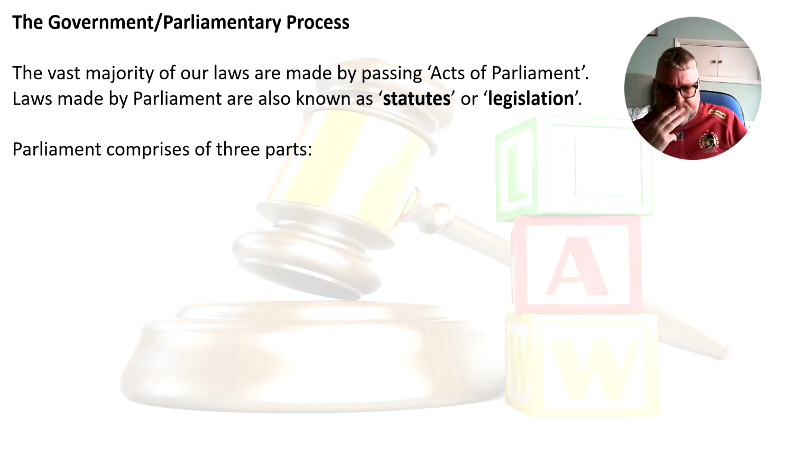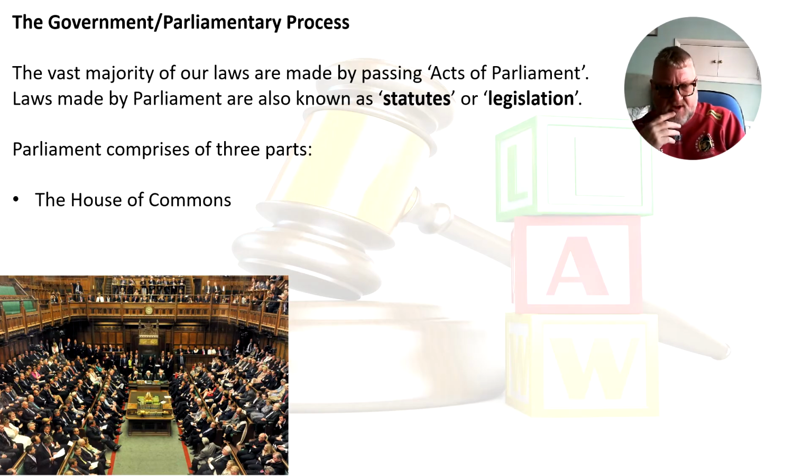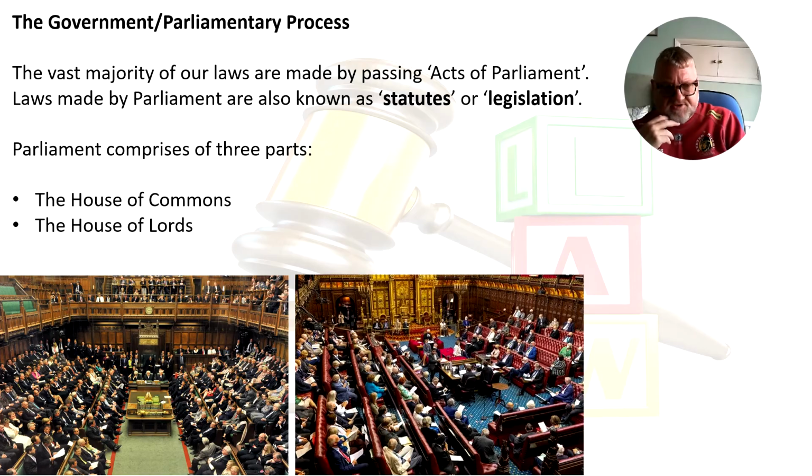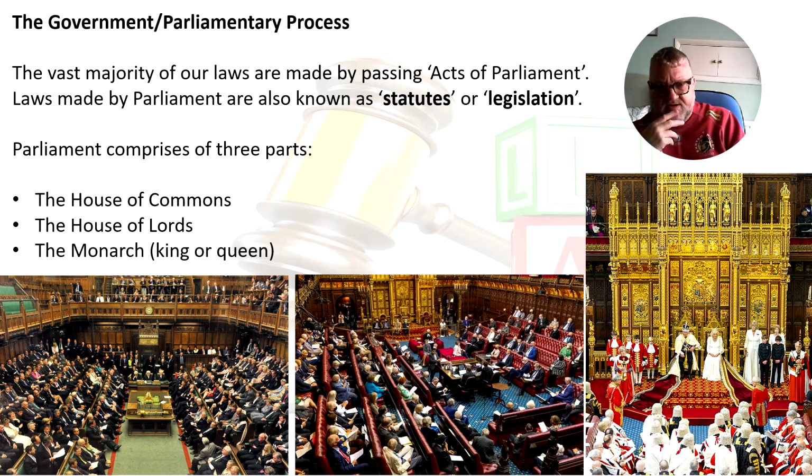Now, within our Parliament, because it's called the Houses of Parliament, there are actually three parts to it. We've got the House of Commons, there they are, current Prime Minister Keir Starmer at the time of doing this PowerPoint. We've got the House of Lords, there they are. House of Commons has green leather seats, House of Lords has red leather seats, and you have the monarch, the king or the queen. There is Prince Charles, and as you can see, there is the throne which he sits on, which is actually in the House of Lords.